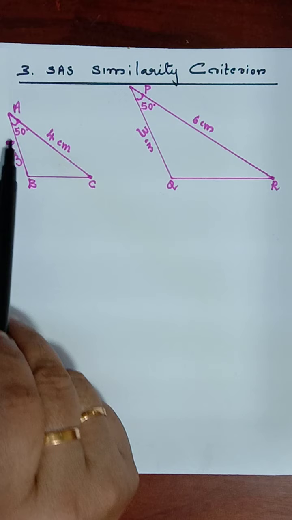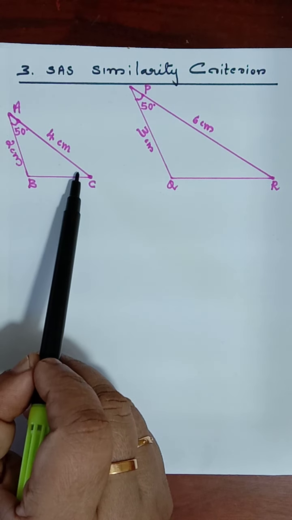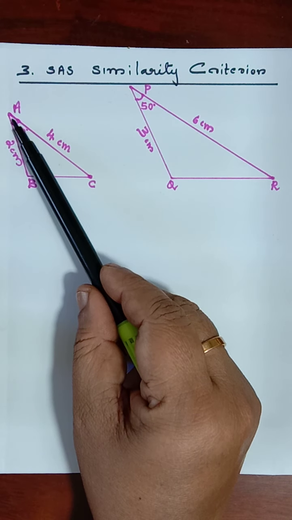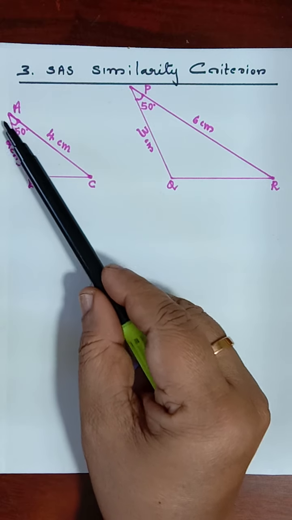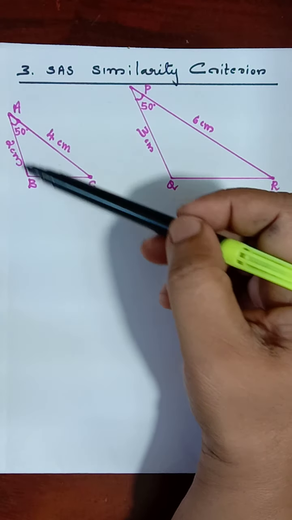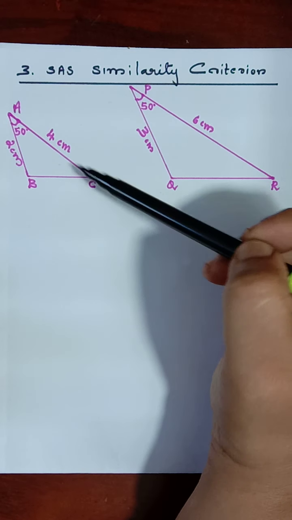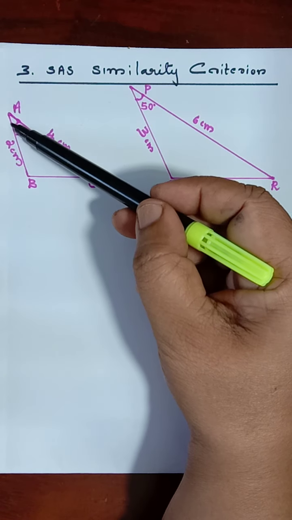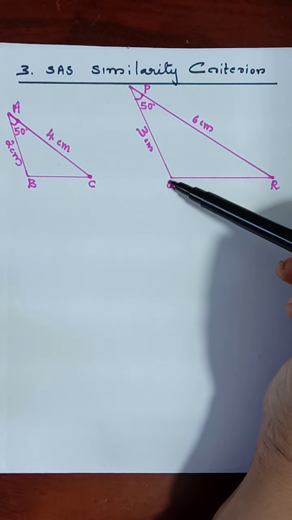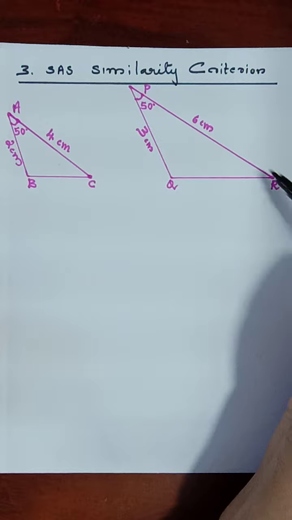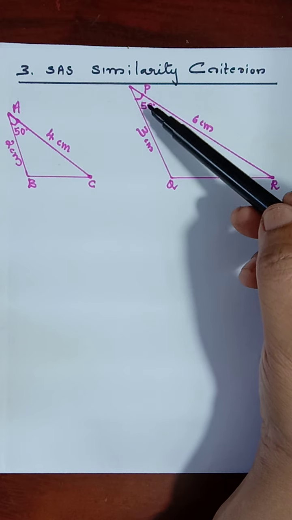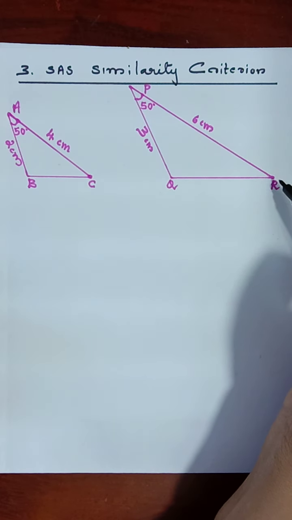Angle B is formed by AB and BC. Angle C is formed by BC and AC. So angle A is called the included angle since the lengths of these two arms are given. AB and AC are the arms of this angle. Therefore this angle is an included angle. Similarly in triangle PQR, PQ is given to us, PR is also given, and angle P is given. That is, angle P is included between sides PQ and PR.